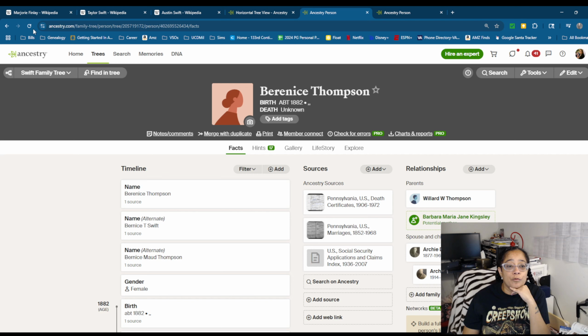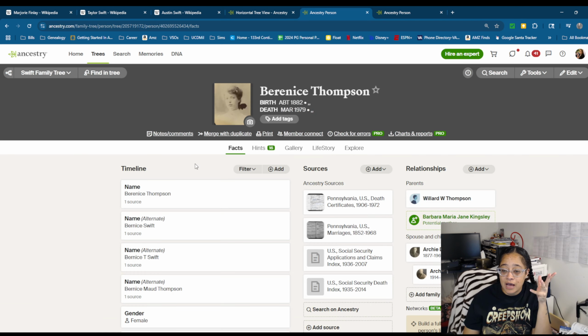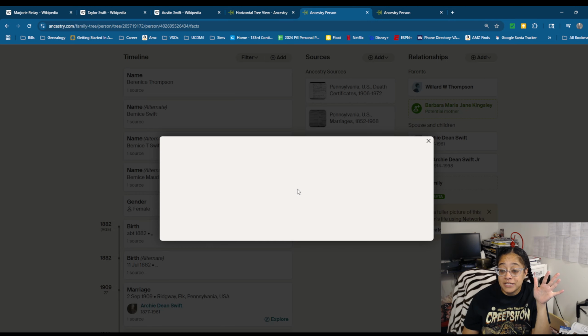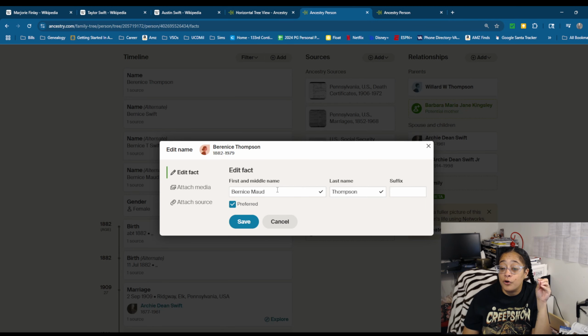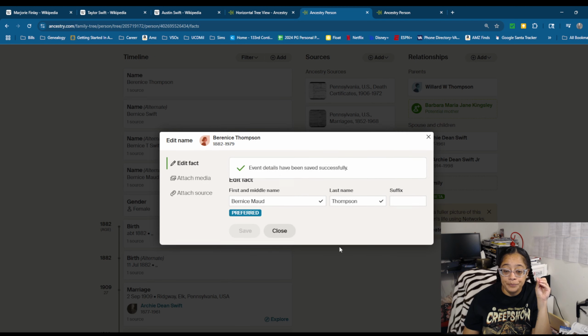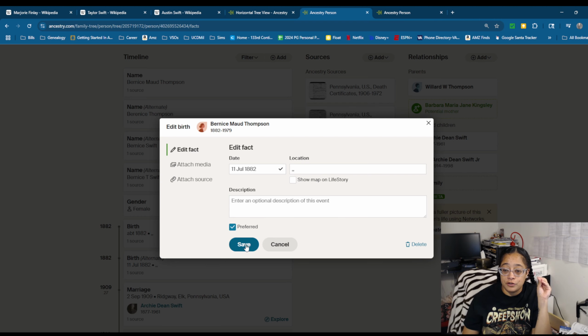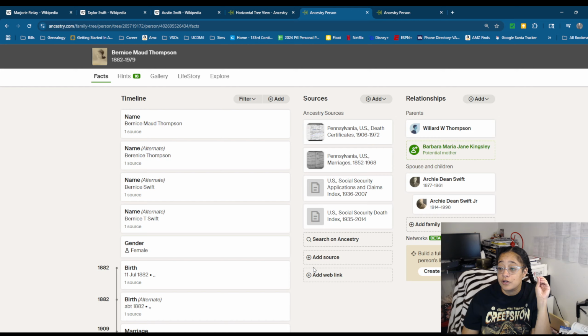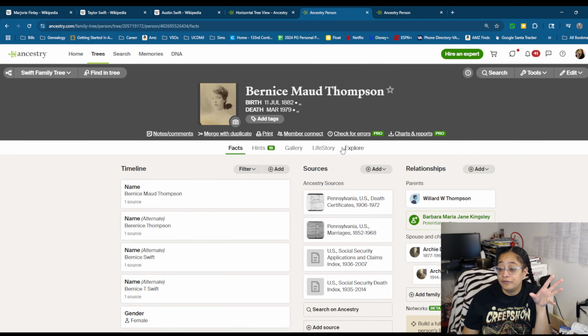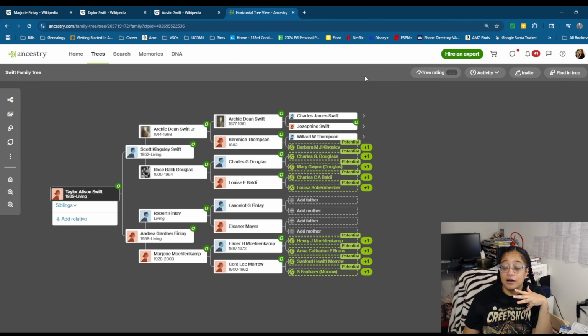So we're going to go back to our facts tab, refresh, and update her preferred name to her full maiden name with middle name, then close that, and update her birth to the full birth. And so now I've got at least date of birth and death for Bernice, so I'm going to move on because we are getting short on time in terms of what I want to accomplish today. So I close out of those.